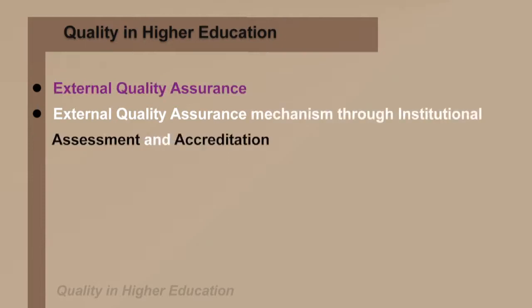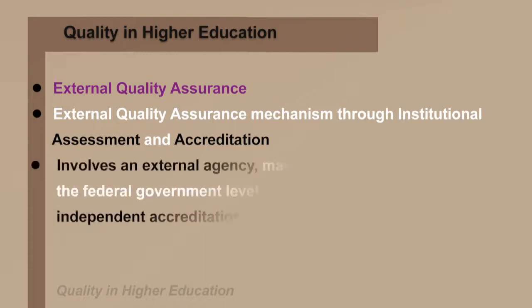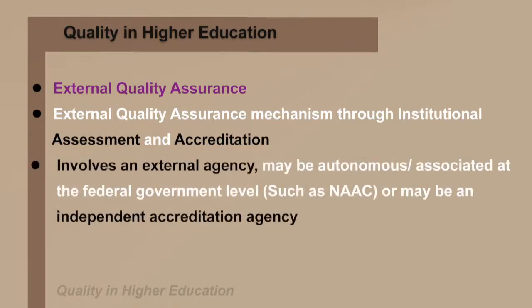Now, the external quality assurance mechanism is through the provision of the institutional assessment and accreditation, as I said earlier. This involves an external agency. Now, this agency may be autonomous or it may be associated at the federal government or the central government level. For example, in India, we have the National Assessment and Accreditation Council, or it may be an independent accreditation agency.